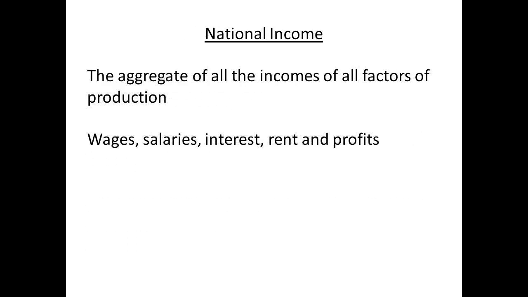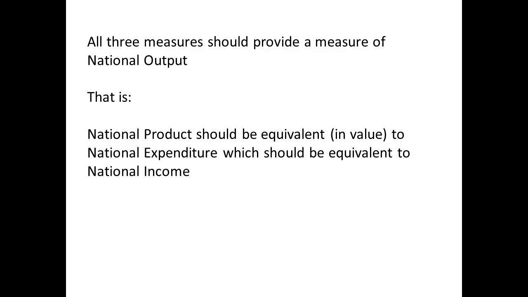National income is the aggregate of all income of all factors of production. So here we should include wages, salaries, interest, rent, and profits. So all three of these are measures of national output, so they should be equivalent to each other. They are simply different ways of measuring output over a period of time. It all sounds a little too simple, and in reality there are other things to consider.